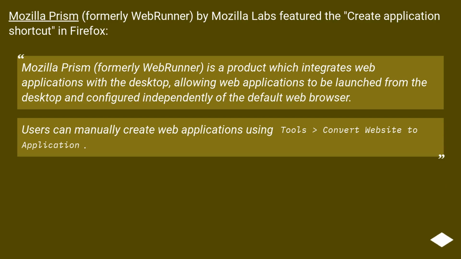Mozilla Prism, formerly WebRunner, is a product which integrates web applications with the desktop, allowing web applications to be launched from the desktop and configured independently of the default web browser. Users can manually create web applications using Tools > Convert Website to Application.